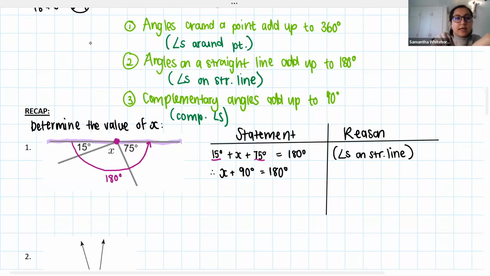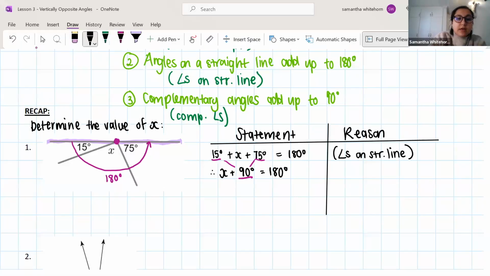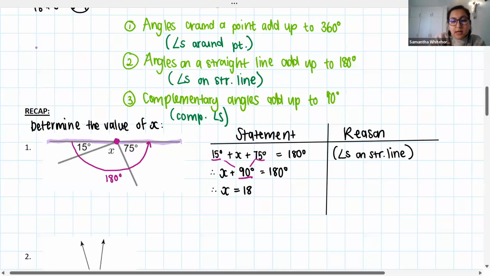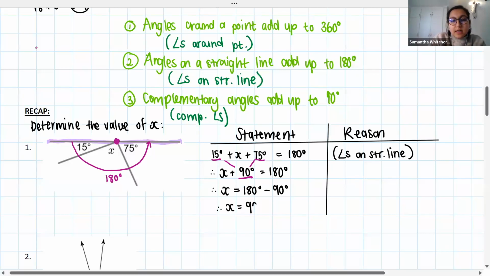And remember that 90 has come from me adding 15 plus 75. 15 plus 75 is 90 degrees. Now that I've done that, I can use my inverse operation. So I can subtract 90 degrees on both sides of my equation in order to solve for x. And so I get that x is a 90-degree angle.